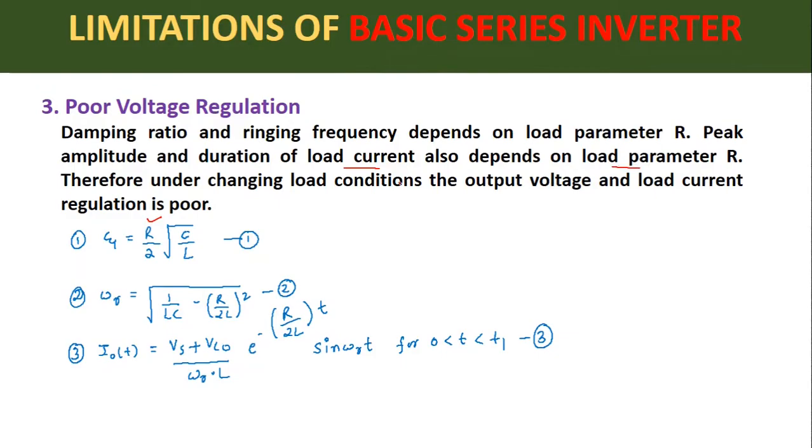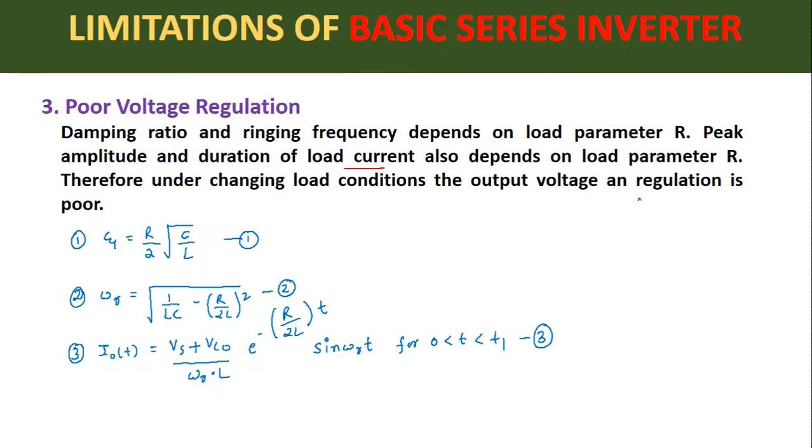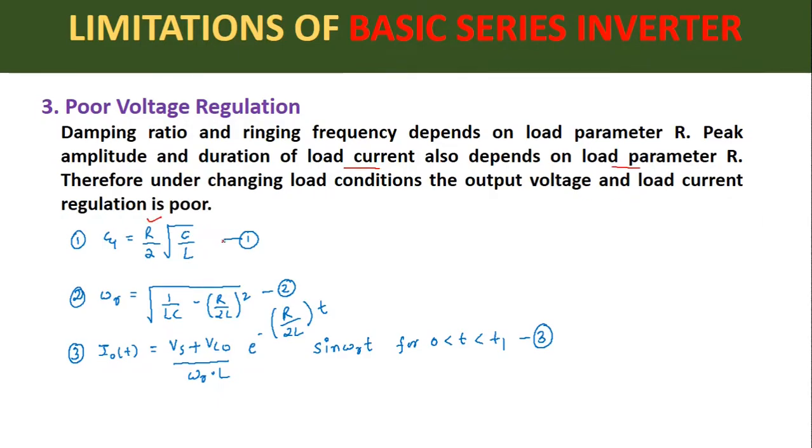As the damping ratio, ringing frequency, and peak amplitude and duration of the load current depend on the load parameter R, therefore under changing conditions of this load parameter, that means when the resistance of the resistor changes, the output current and output voltage regulation will be poor under changing load conditions.